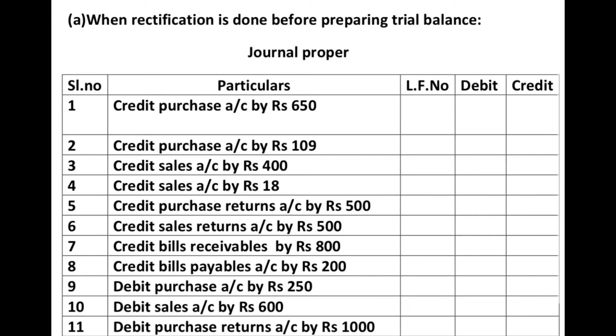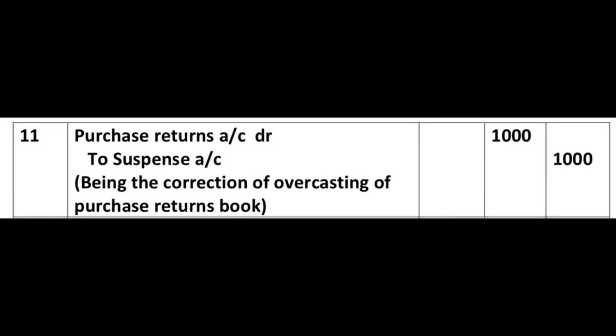A. When rectification is done before preparing trial balance. For 11th point, sentence is debit purchase returns account by 1,000 rupees. B. When rectification is done after preparing trial balance. For 11th point entry is purchase returns account debtor to suspense account 1,000. Narration being the correction of overcasting of purchase returns book.